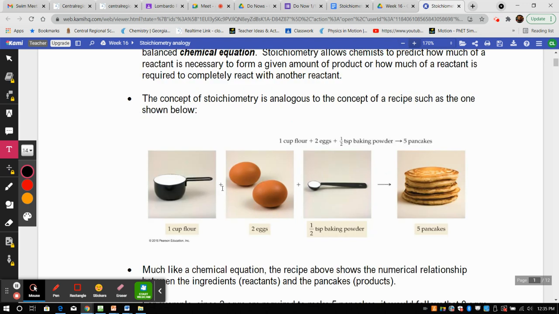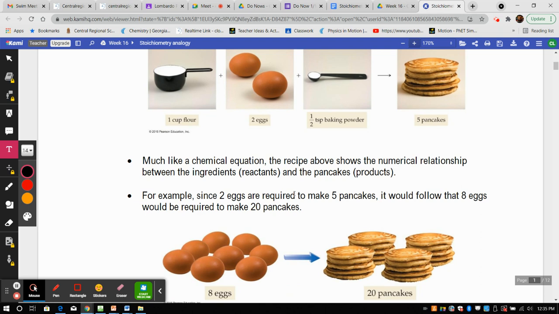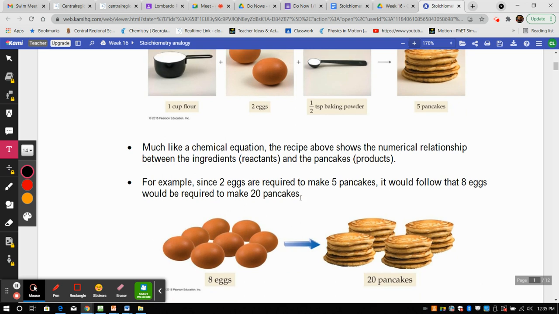We have a cup of flour, two eggs, half a tablespoon of baking powder, and that will give us five pancakes. So much like a chemical equation, this recipe shows a numerical relationship between your ingredients, or reactants, and your products, the pancakes. For example, since two eggs are required to make five pancakes, it would follow that eight eggs would be needed to make 20 pancakes. So, simple things like that that you may not realize is chemistry.